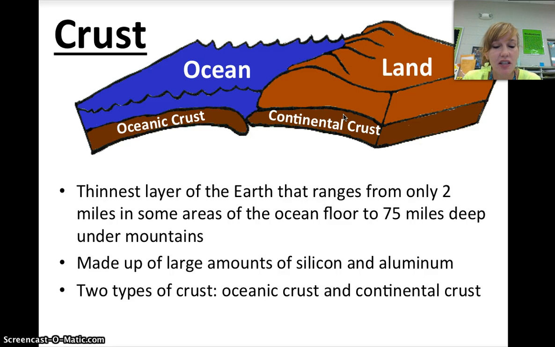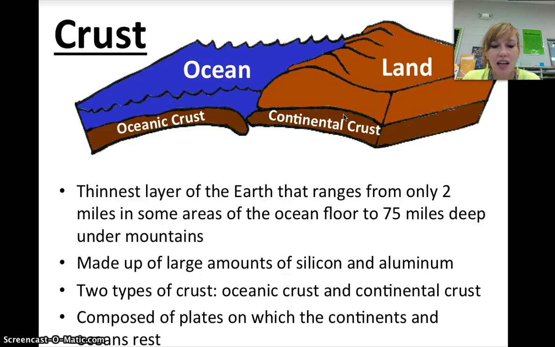And then, already mentioned this, there's two types of crust, the oceanic crust and the continental crust. And the crust is actually not one solid piece. It's broken into lots of pieces, and we call those pieces tectonic plates. And those tectonic plates are what move back and forth and cause the oceans and the continents to move with them very ever so slightly.